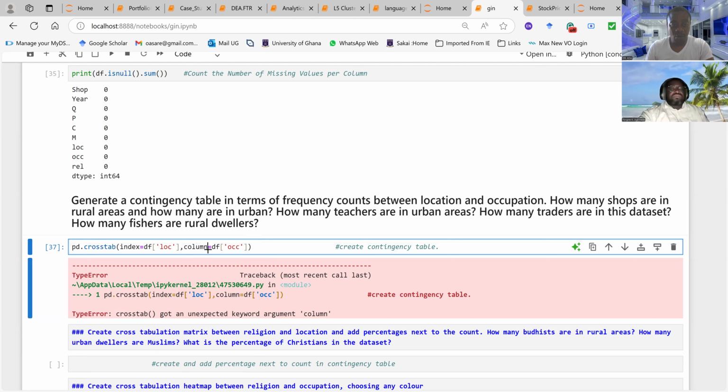There will always be some typos, so you just double check and be sure. It's supposed to be pd.crosstab, index equals df as the name of the data, and columns, not column. I missed the S. So it's columns. Because we are saying that from within that df data, pick the columns; one of these columns is called OCC. Okay, now let's run that.